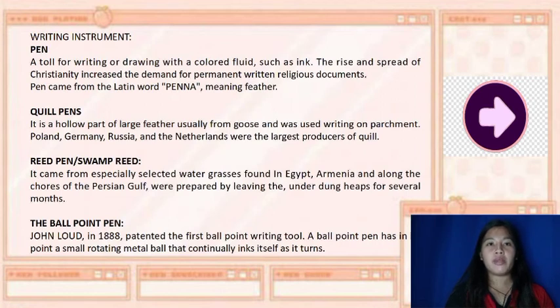The ballpoint pen. John Loud in 1888 patented the first ballpoint writing tool. A ballpoint pen has in its point a small rotating metal ball that continually inks itself as it turns.